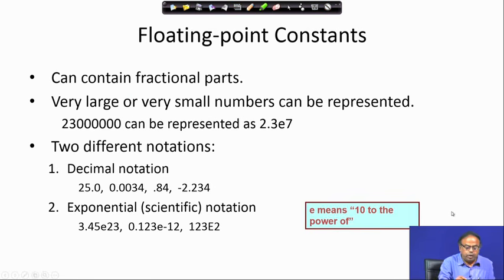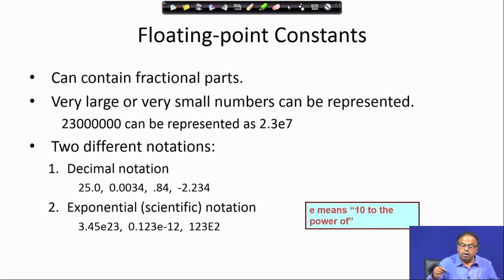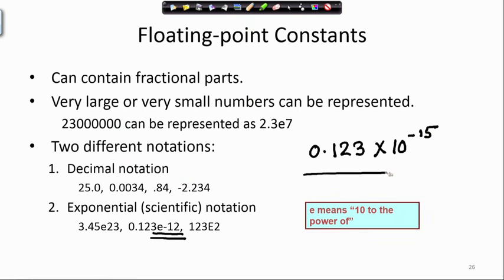We have also seen floating point numbers just now, so I do not need to repeat this. Why are we going for this exponential type of representation? Because that enables us to represent much larger numbers and very small numbers also using fewer bits, because I can always write 0.123 into 10 to the power minus 12, or I could have written minus 15. So, it has got two parts.